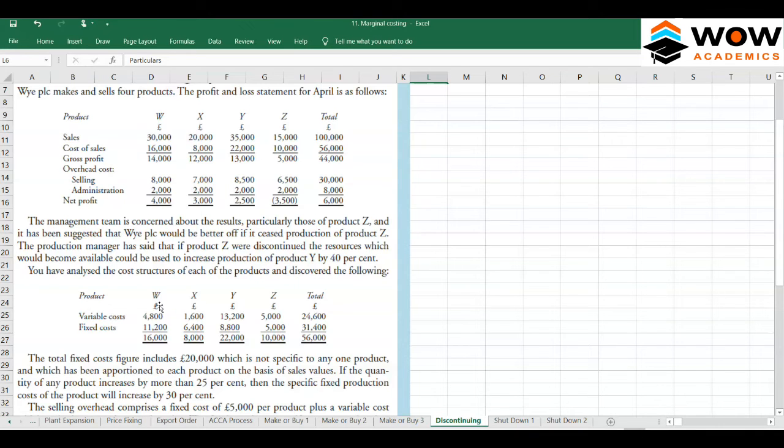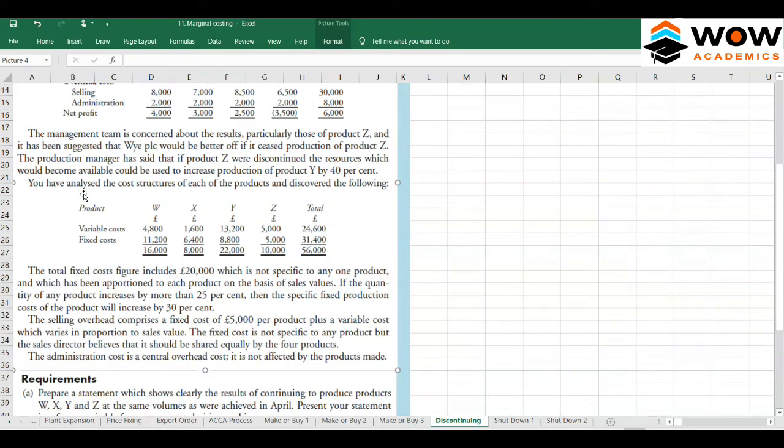So products W, X, Y, Z are there. Variable cost is given. Fixed cost is given. See, this kind of a split is what we want. So from the earlier table, we'll get the sales data and cost of sales data. I think they have split the cost of sales only like this. So 16 is split, 8,000 here is also split, 22,000 is split, and 10,000 is also split. So the split is actually the cost of sales. They have not given data for selling and administration till now. So let's see and we'll work it out.